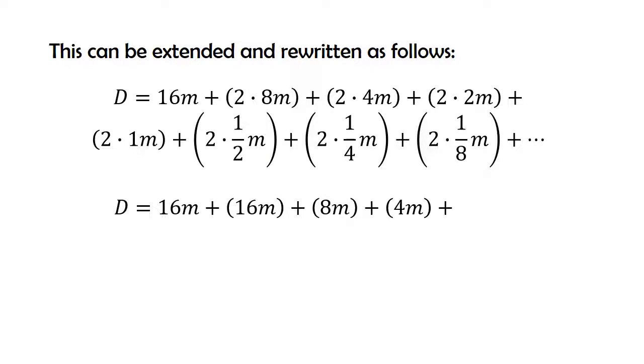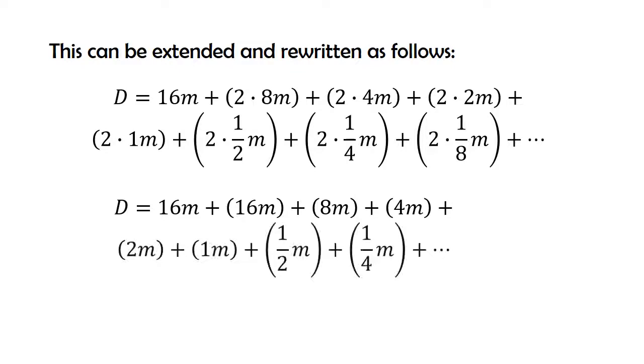And now if we actually work these problems out, do the multiplication, we get 16 meters plus 16 meters plus 8 meters plus 4 meters plus 2 meters plus 1 meter plus 1/2 meter plus 1/4 meter, and so on. So here we have the initial drop and then 7 additional ups and downs.